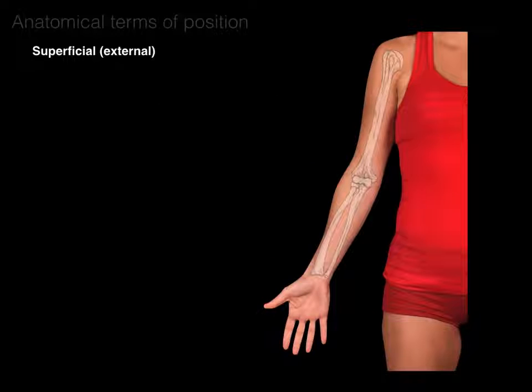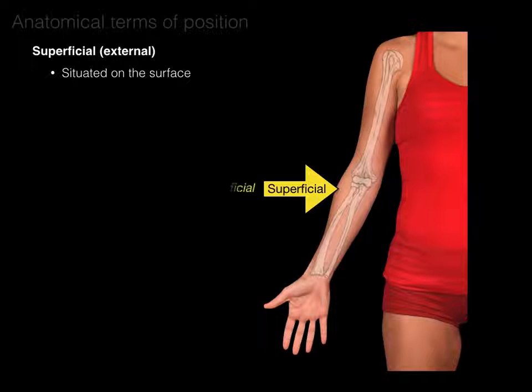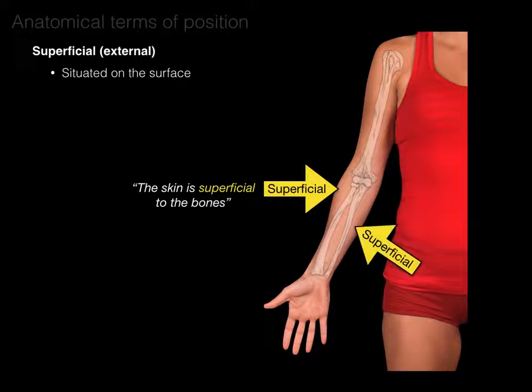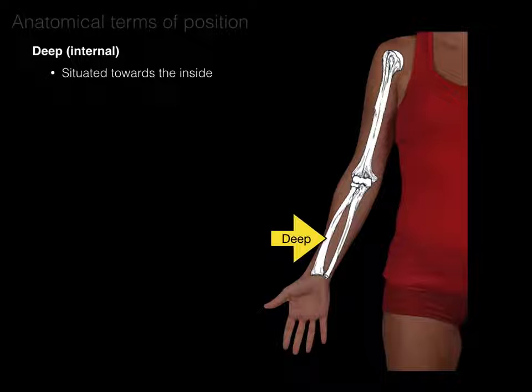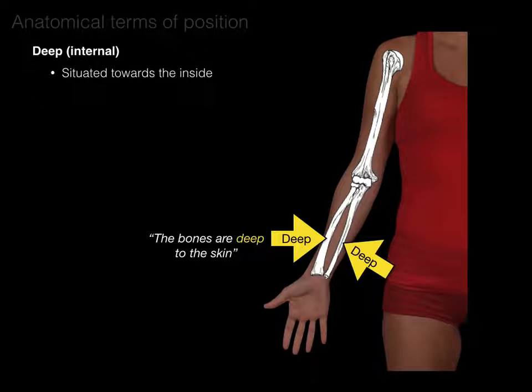All right, so let's take a look at these superficial and external terms with regards to anatomy. Superficial, or external, means situated on the surface. So for example, superficial, the skin is superficial to the bone. So it doesn't matter if you're talking about this part of the skin or this part of the skin, it's always superficial to the bones. Now, what about deep and internal, which means situated towards the inside? You'd say, okay, for example, deep. The bones are deep to the skin. So it doesn't matter if you're talking about this side of the bone or this side, bones are always deep to the skin.